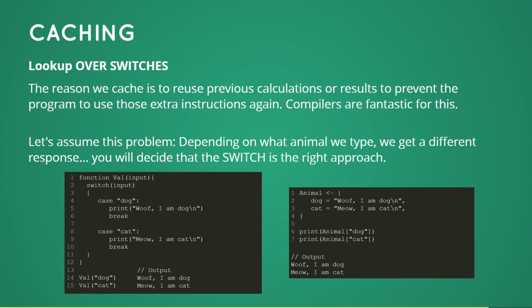Now for lookup over switches. The reason we cache is to reuse previous calculations or results to prevent the program from using those extra instructions again. Compilers are fantastic for this. But let's assume that we have an animal that we type. And depending on what we type, it responds back with a different response based on what I put in. The one on the left is using a switch statement, and the one on the right is using the table, or in most cases called a map or a dictionary.